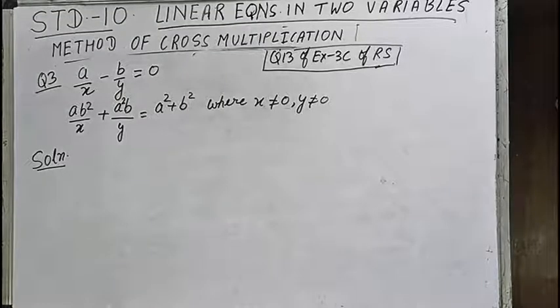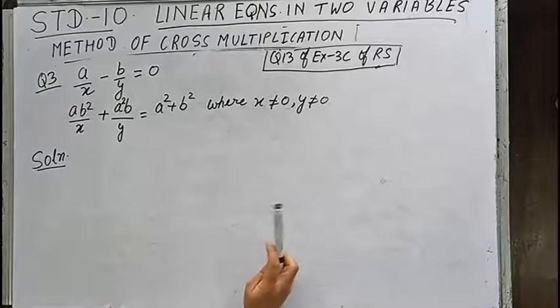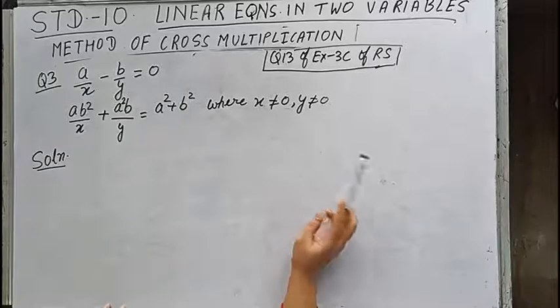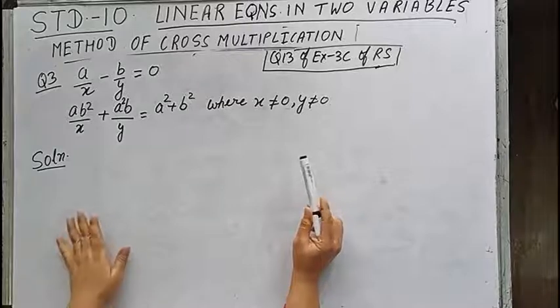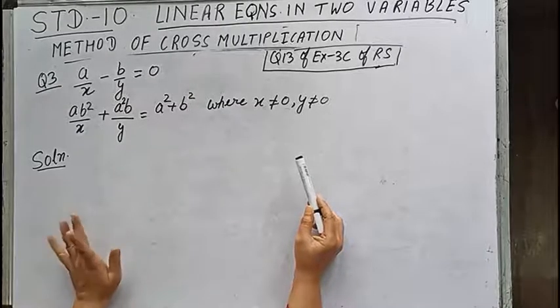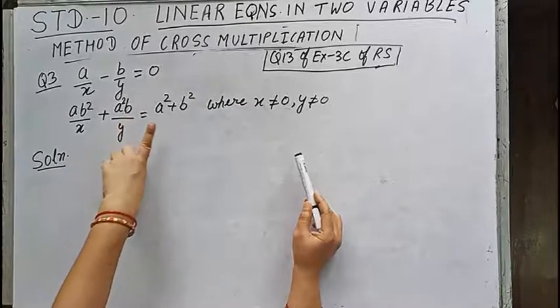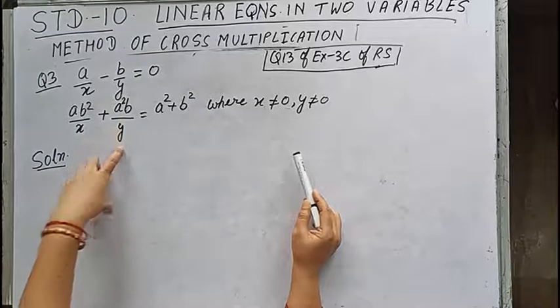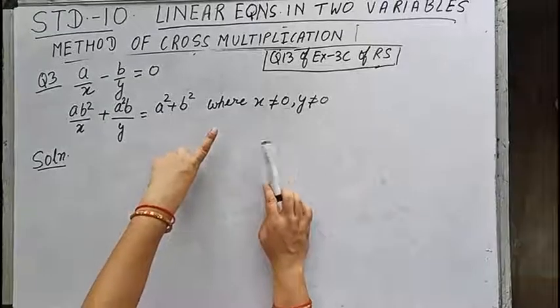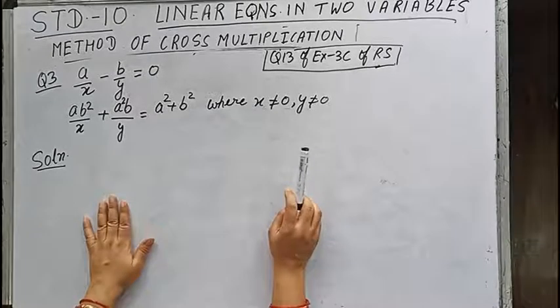Let us come to question number 3, which I have taken as question number 13 of exercise 3C of R.S. Agarwal. The question is, find the value of x and y by method of cross multiplication, and the equations are a by x minus b by y equals 0 and ab square by x plus a square b by y equals a square plus b square, where x and y not equals 0.